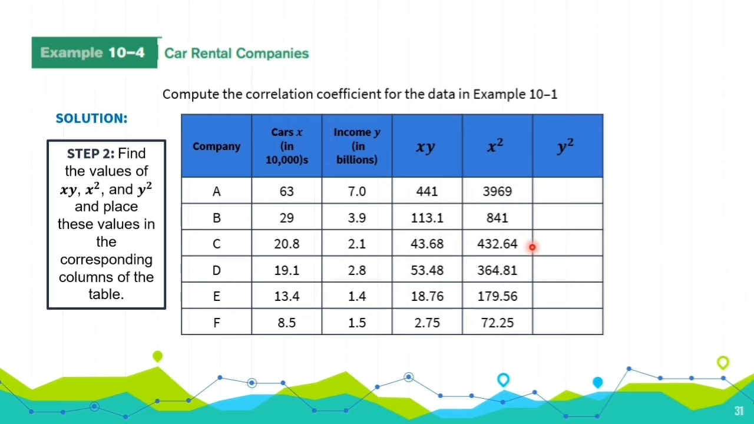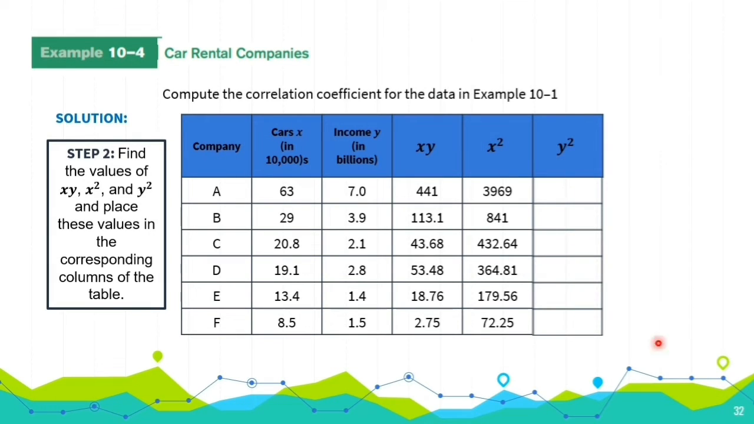20.8 squared is equal to 432.64. 19.1 squared is equal to 364.81. 13.4 squared is equal to 179.56. And 8.5 squared is equal to 72.25.